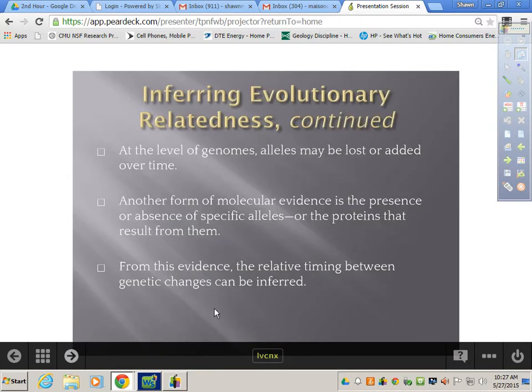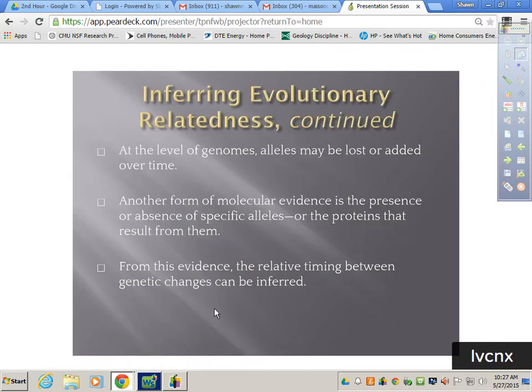Now, at the level of genomes, alleles may be lost or added over time, and another form of molecular evidence is the presence or absence of specific alleles or the proteins that result from them. So from this evidence, the relative timing between genetic changes can then be inferred. So we cannot predict where the mutations will occur, but we can predict when they will occur and at the rate at which they will occur.